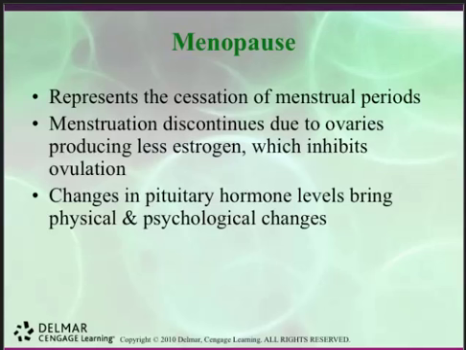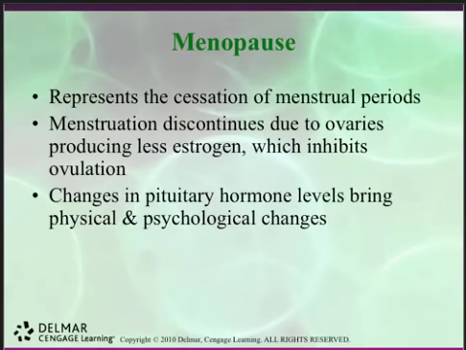Okay, menopause represents the cessation of menstrual periods. Menstruation discontinues due to the fact that the ovaries are producing less estrogen, and this inhibits ovulation. Changes in pituitary hormone levels also bring about physical and psychological changes. Many women experience the onset of menopause between 45 and 55, but it can also be induced artificially by the removal of both ovaries, and this is termed surgical menopause.